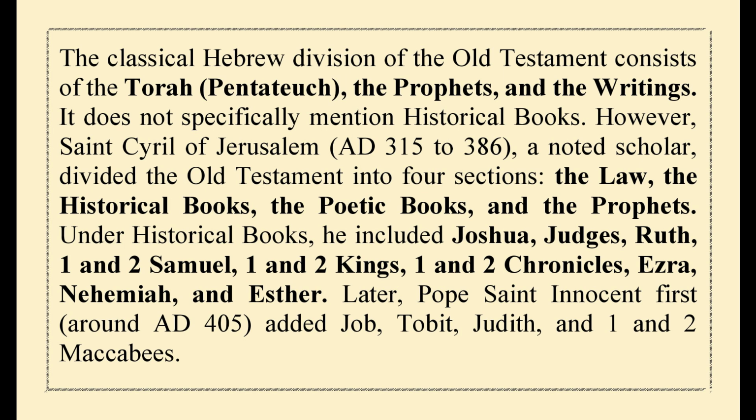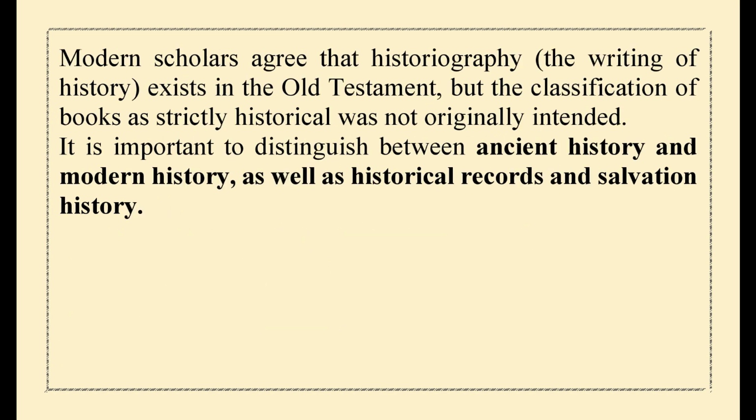Under historical books, he included Joshua, Judges, Ruth, 1 and 2 Samuel, 1 and 2 Kings, 1 and 2 Chronicles, Ezra, Nehemiah, and Esther. Later, Pope Saint Innocent I, around AD 405, added Job, Tobit, Judith, and 1 and 2 Maccabees. Modern scholars agree that historiography, the writing of history, exists in the Old Testament, but the classification of books as strictly historical was not originally intended.